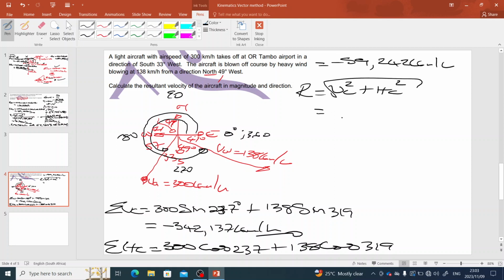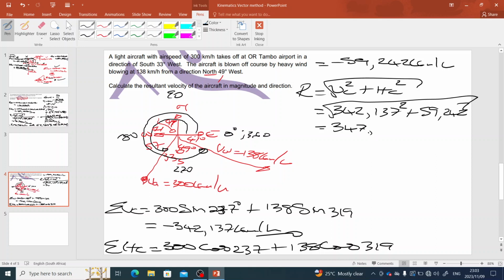We use the Pythagoras. Then it is 342,137 squared plus 59,242 squared, all square root. Then I got my answer as 347,228 kilometers per hour.